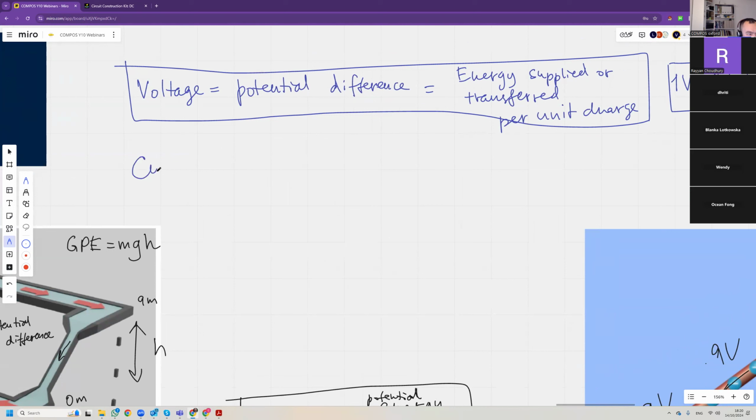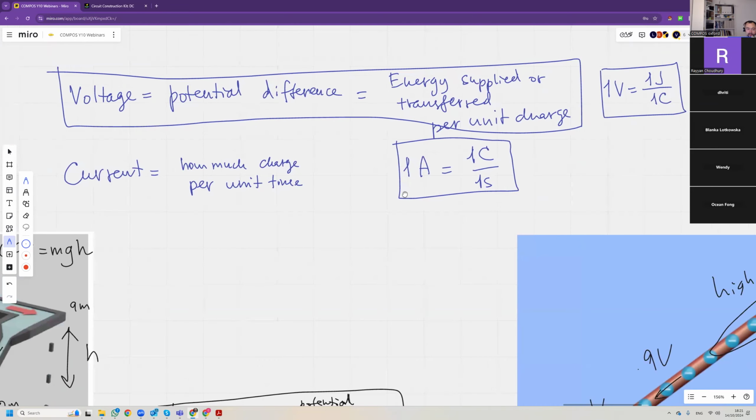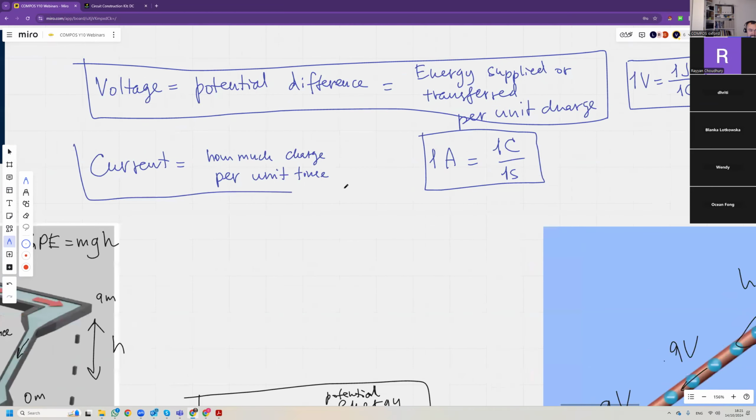Now, current is how many coulombs flow per 1 second. It's how much charge per unit time. So 1 ampere is 1 coulomb per 1 second. That's also important. Okay. So what does that mean?